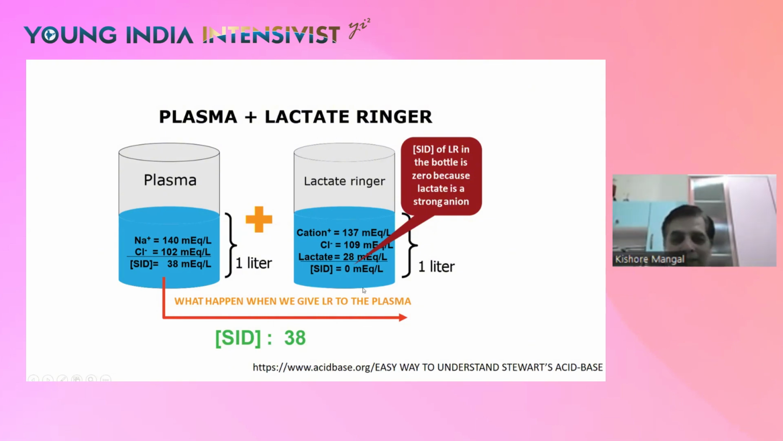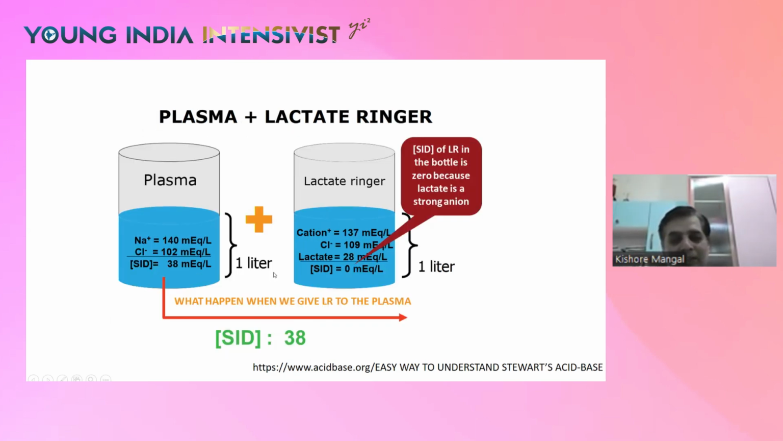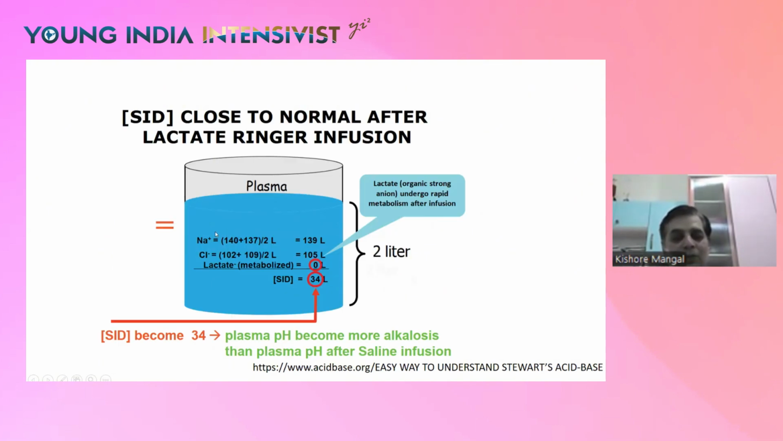No. Why? Because once the Ringer's lactate goes into the body, the lactate gets metabolized and the lactate level becomes 0. That is why this 28 becomes 0, and that creates the change. So what will be the level of sodium? 140 and 137 there, so it will be around 138.5 or 139. Chloride is 102 plus 109, it becomes 105. So the SID is reduced to 34, just a slight change here.